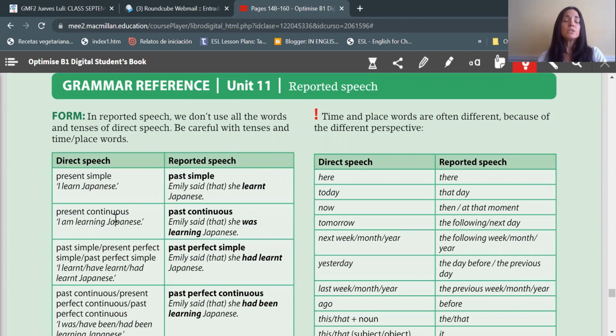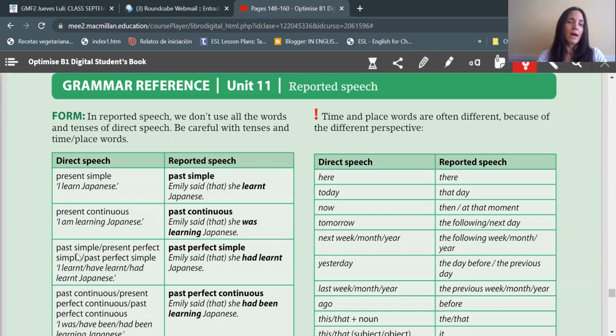Now, if in direct speech you have the sentence in present continuous, for example, I am learning Japanese, in reported speech, it would be past continuous. So Emily said that she was learning Japanese.